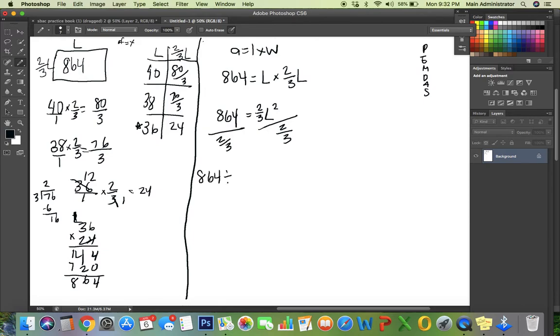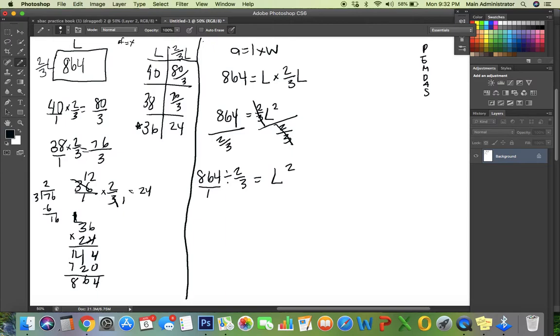864 divided by 2/3 is going to equal, now when I divided this, because it was being multiplied, that made it go away. So now all I have is L squared. Okay, and I know that when I divide and multiply fractions, I have to have a numerator and a denominator over a numerator and denominator. So I put this over 1.